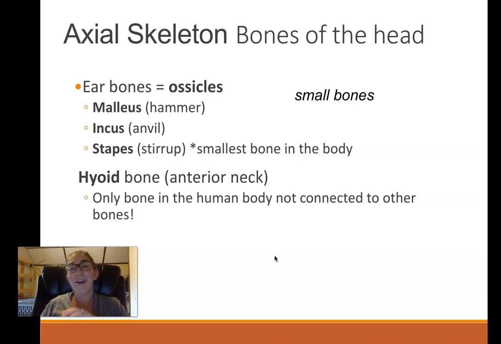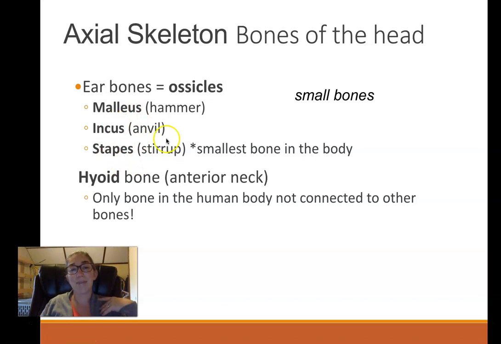So ickle meaning little. The three bones in the ear are called the malleus, the incus, and the stapes, and they all have unique shapes, so they have common names. The malleus looks like a hammer, the incus looks like an anvil, and the stapes looks like a stirrup shape, and so they have those names.